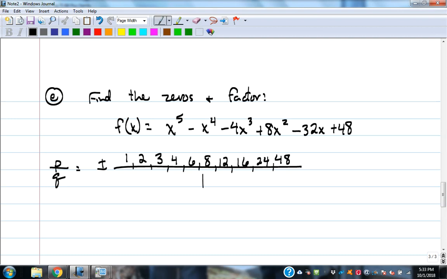Now, from there, we then look at the graph of our polynomial. So we're going to graph this thing and look for which one of these it is crossing the x-axis at. We're going to use those to do our synthetic division. Okay? So the graph.